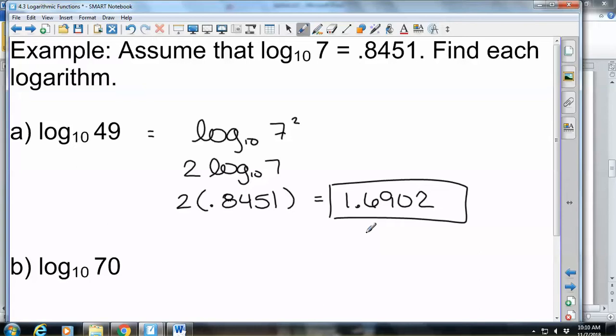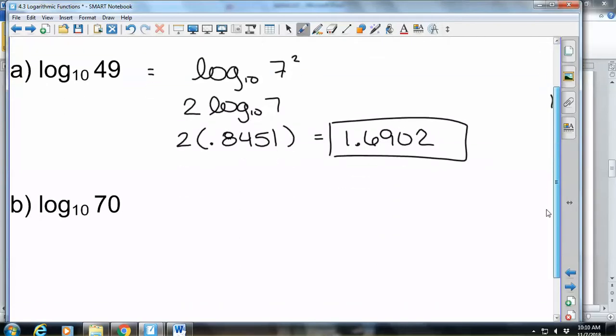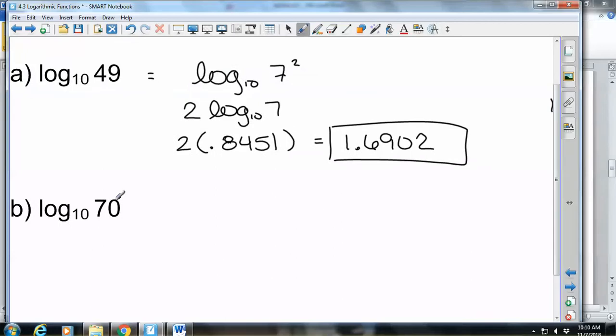So we just used our properties to get them. Alright. B. Log base 10 of 70. How could I rewrite that?